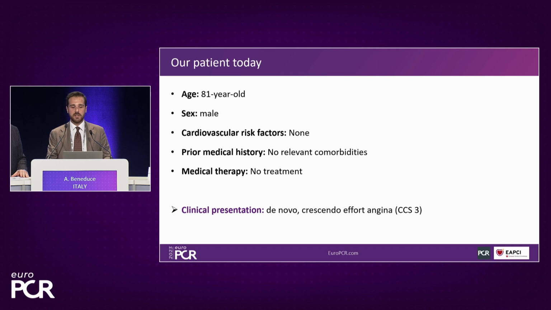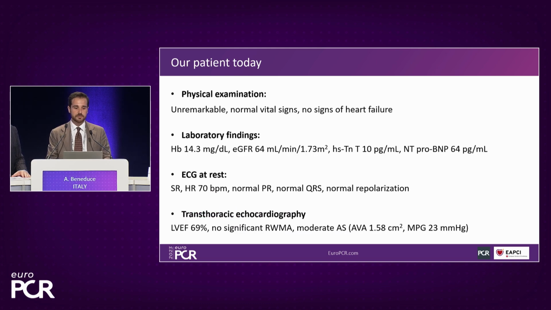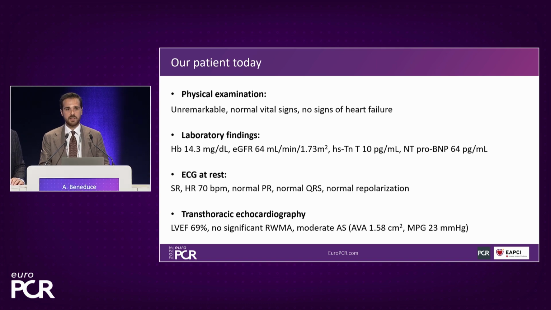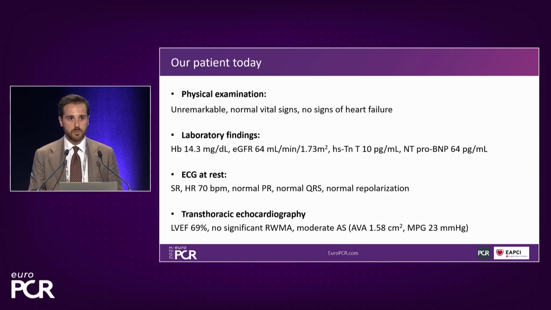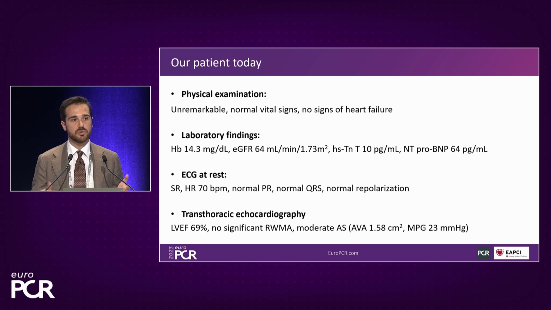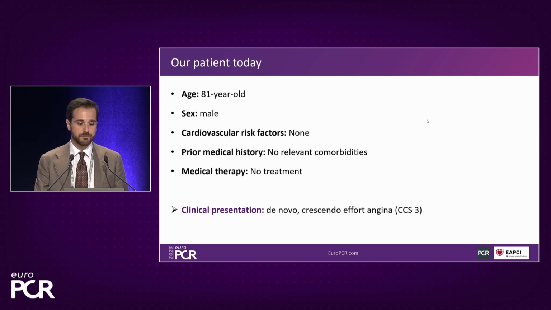Today, we are dealing with an 81-year-old gentleman without a significant previous medical history who presents to our attention due to crescendo effort angina, which is now in CCS class 3. His physical examination, laboratory findings, are unremarkable, with normal hemoglobin, normal renal function, and normal troponin and NT-proBNP values. The ECG at rest does not show any sign of ongoing ischemia, while the transthoracic echocardiography shows a normal left ventricular ejection fraction.